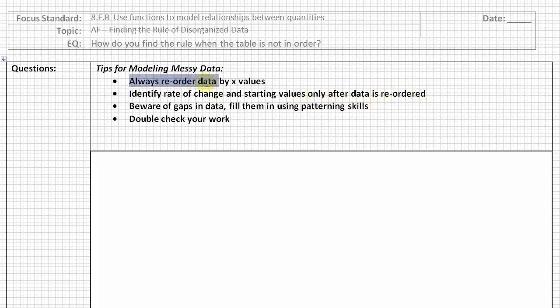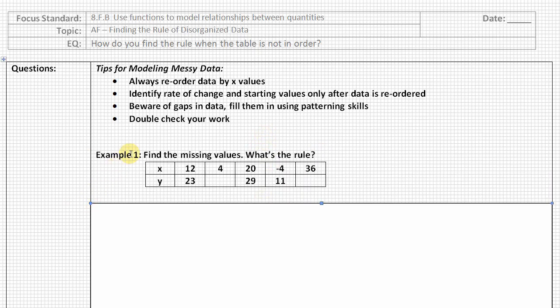So you always want to do this first, and then you can start to look for rate of change and starting values. However, you're going to want to be aware of gaps in the data and fill them in using your patterning skills. And always double check your work. So once you think it's complete, double check to make sure that the rate of change that you identified and the starting value work for the pattern, and double check that your numbers are correct. So using these 4 tips, I'd like to go ahead and dive into today's examples.